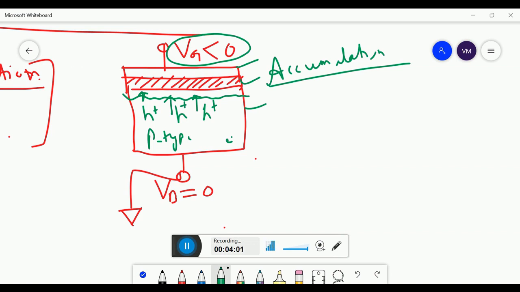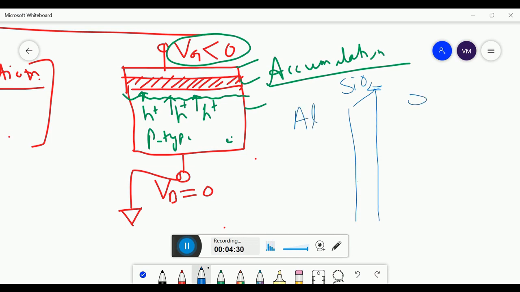Now let us look at the band diagram, because we have been focusing on the band diagram since the beginning of the lecture. Let us see how the band diagram is affected. You remember, we always draw the band diagram something like this. This is the silicon oxide. Then we have the aluminum here, and then we have the bulk silicon substrate.